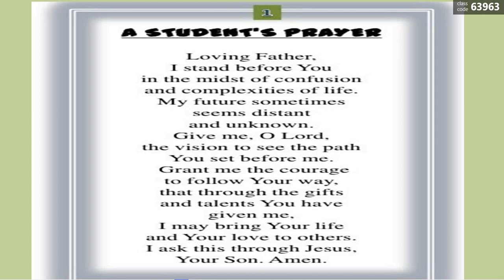Loving Father, I stand before you. In the midst of confusion and complexities of life, my future sometimes seems distant and unknown. Give me, O Lord, the vision to see the path you set before me. Grant me the courage to follow your way, that through the gifts and talents you have given me, I may bring your life and your love to others. I ask this through Jesus, your Son. Amen. The Father, the Son, and the Holy Spirit.